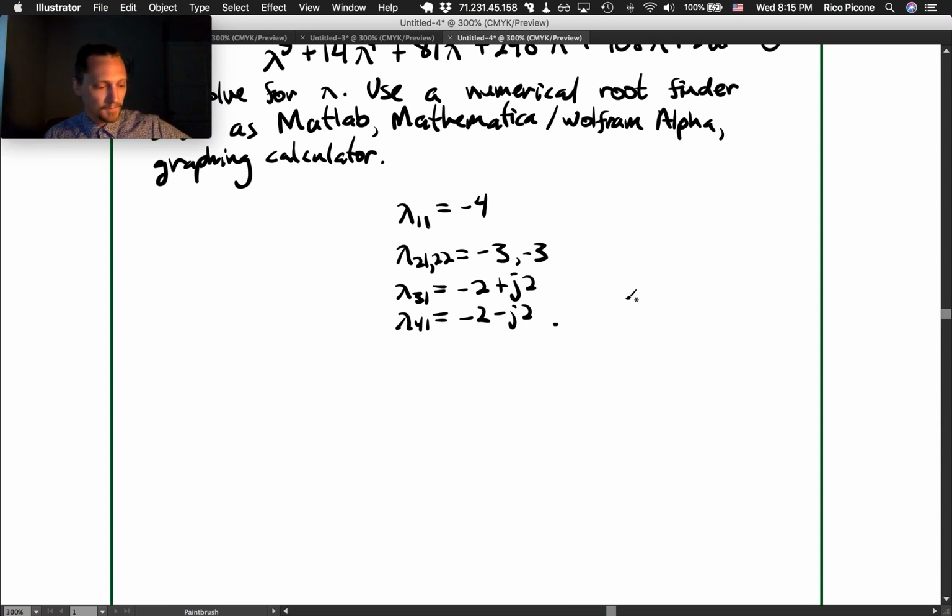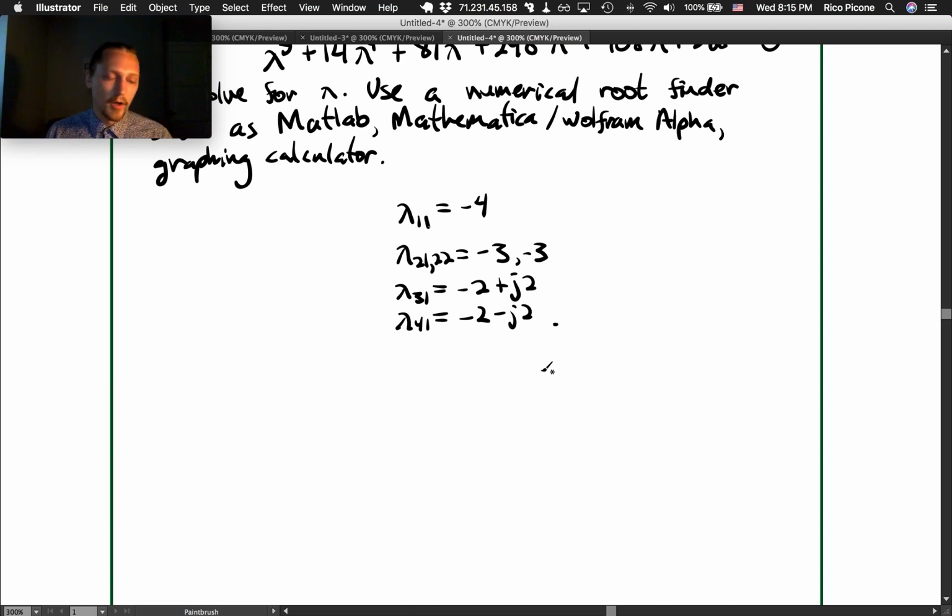Okay. So the first one is a real root. The second one is a repeated real root. So it's real, but it's repeated. And then the third and fourth ones are distinct, but they are complex conjugates, so it's a pair.